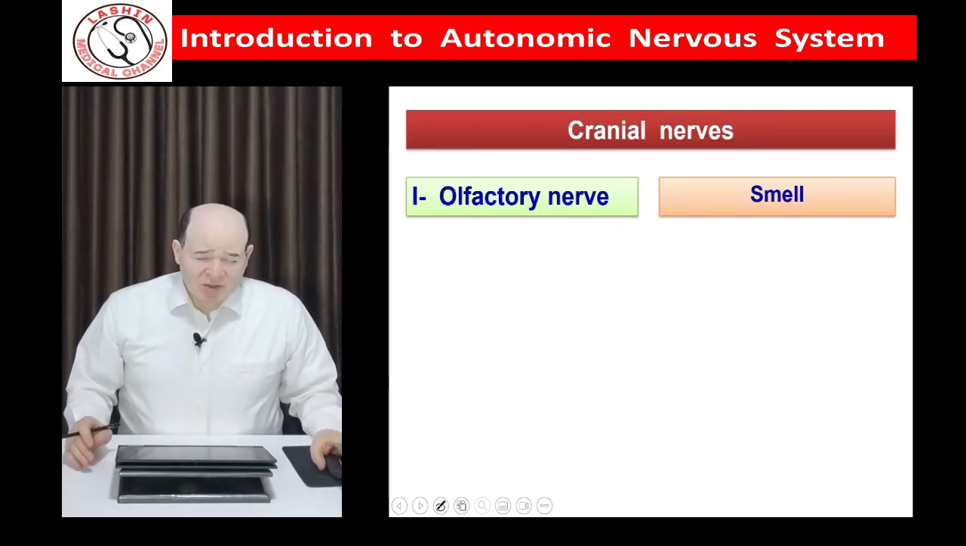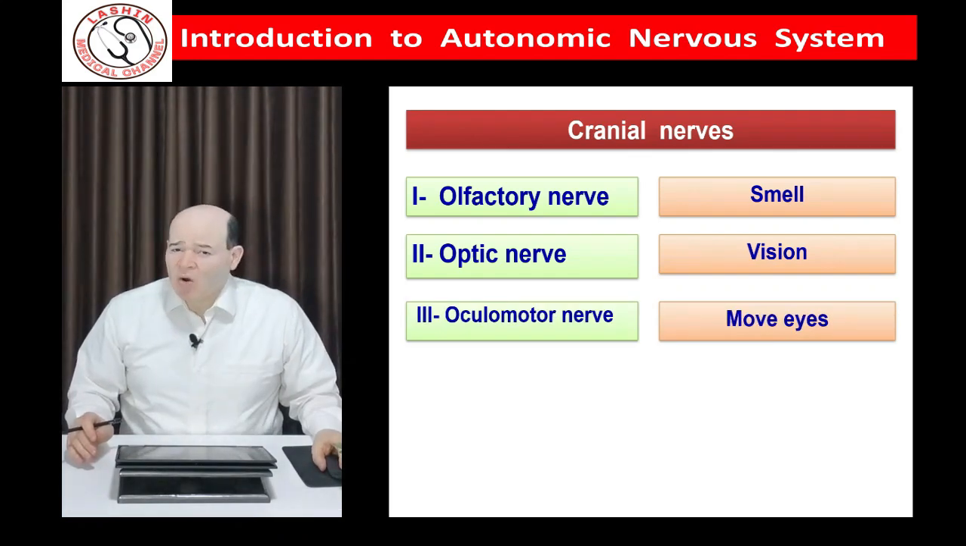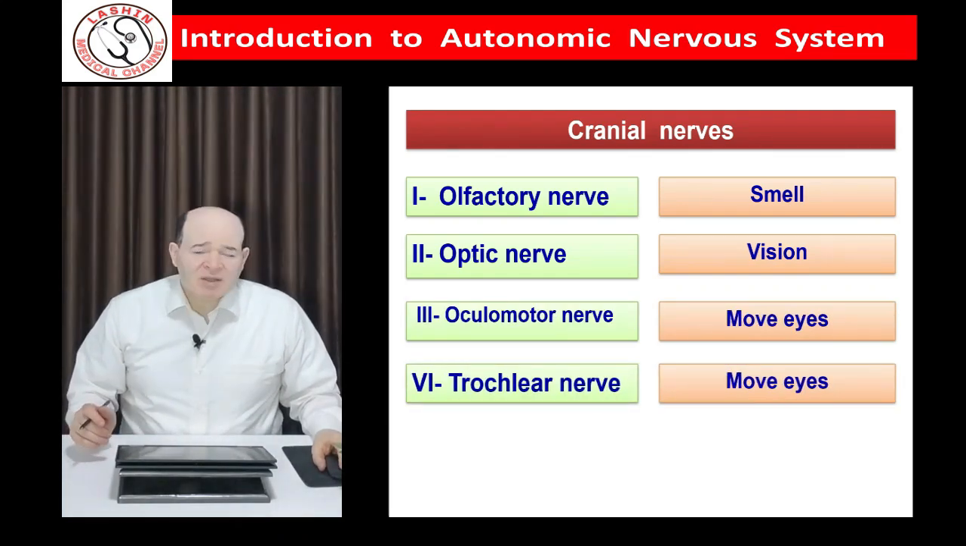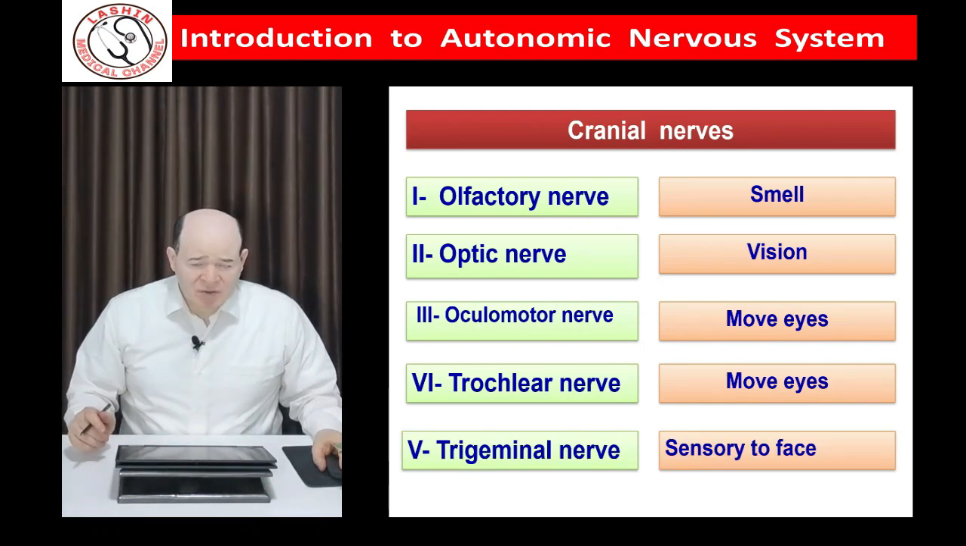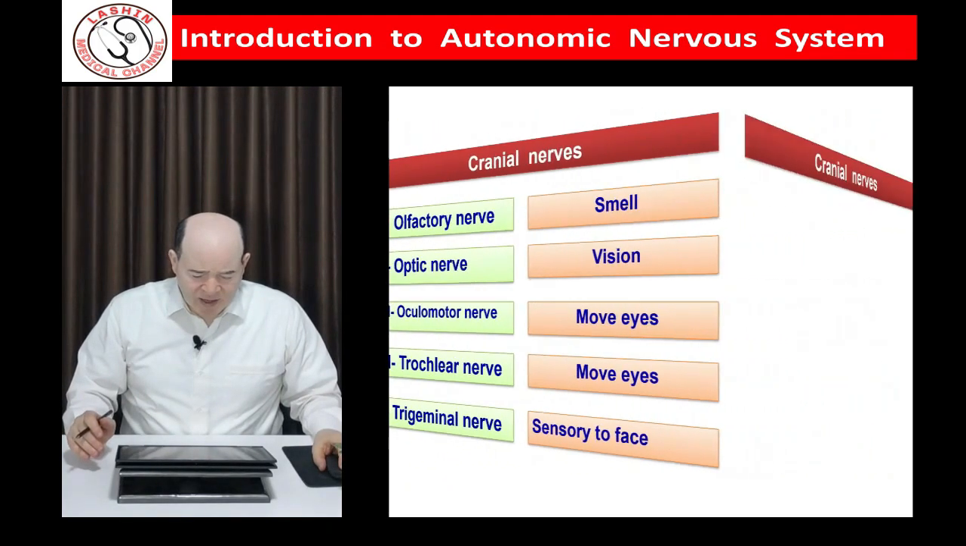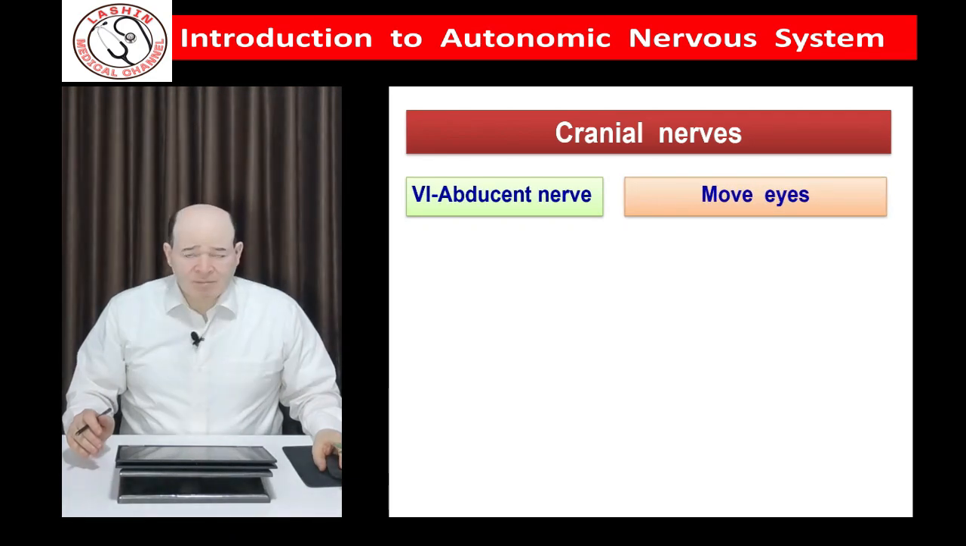The first cranial nerve is olfactory, and it is responsible for smell. The second is the optic, and it is responsible for vision. The third is the oculomotor. Number 4, it shares in the eye movements. Number 5, the trigeminal nerve. It is responsible for the sensation of the face, and it has some motor function. Number 6, abducens nerve, it shares in moving the eye.